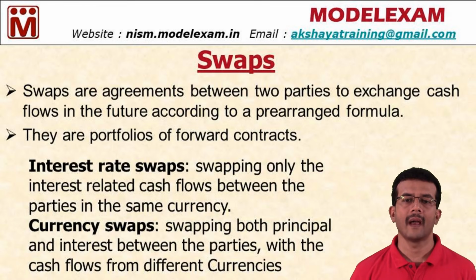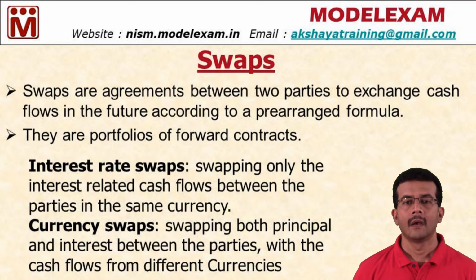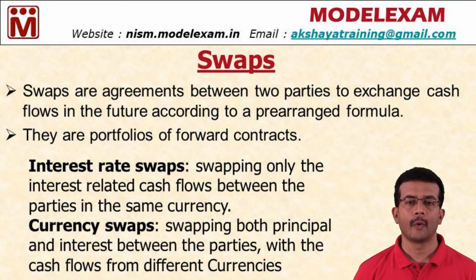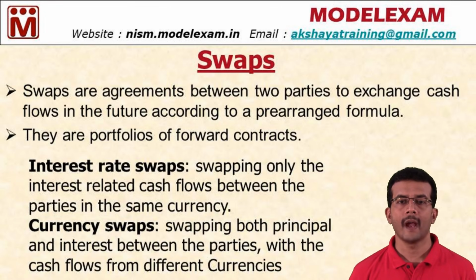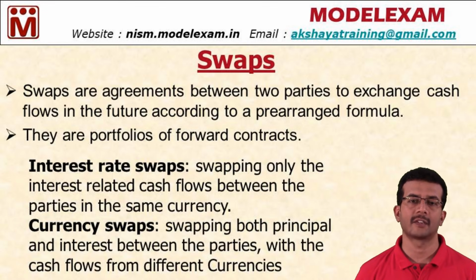Now, swaps are agreements between two parties to exchange cash flows in the future according to a pre-arranged formula. So, you should remember that swaps are just an exchange of cash flows. Now, they are portfolios of forward contracts. So, portfolio means you have a basket of forward contracts. That particular portfolio might have 4 or 5 forward contracts. Now, we have two types of swaps: interest rate swaps and currency swaps.